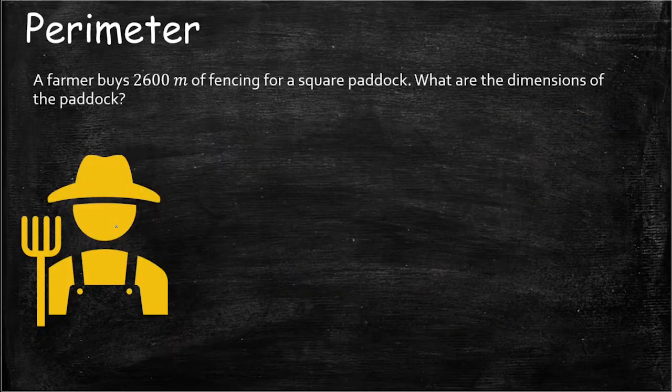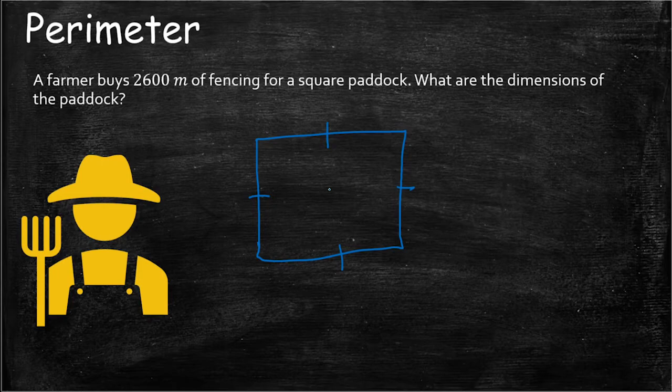Alright, last question for the day, and this is a bit of a problem-solving question. A farmer buys 2,600 meters of fencing for a square paddock. What are the dimensions of the paddock? And again, they haven't given us a picture for this, so I'm just going to draw a picture. We know it's a square. We know that all the sides must be equal in length. So this is my square paddock.